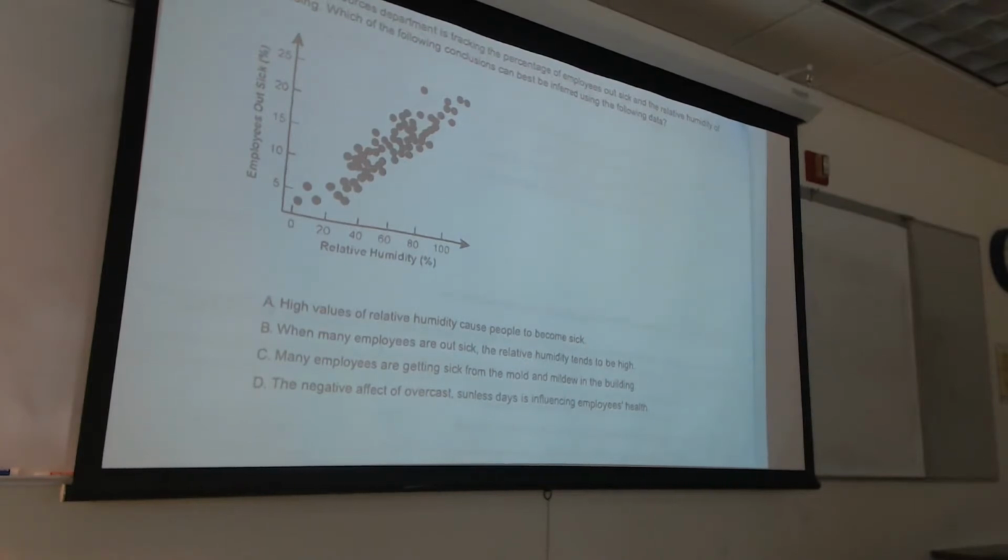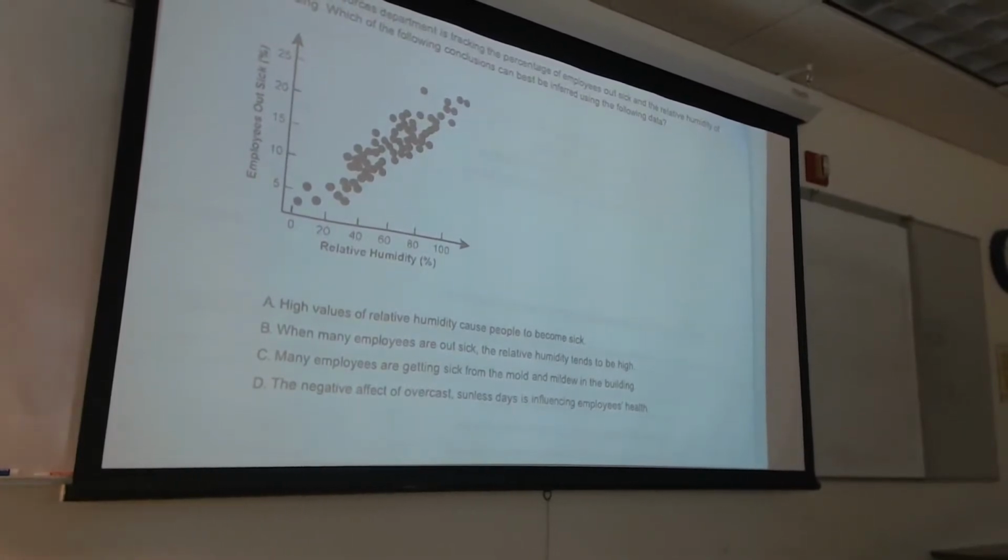If you just look at the graph, you have employees out sick based on percentage, ranging from 2.5% to 26 or 27%. And you have the relative humidity ranging from 0% almost to 100%. Now, if there's a relative humidity of 100%, doesn't that mean it's raining? Is it raining inside of your building? Are they talking about outside? No, it talks about the air. Not always. I guess it depends on the temperature as well, right?